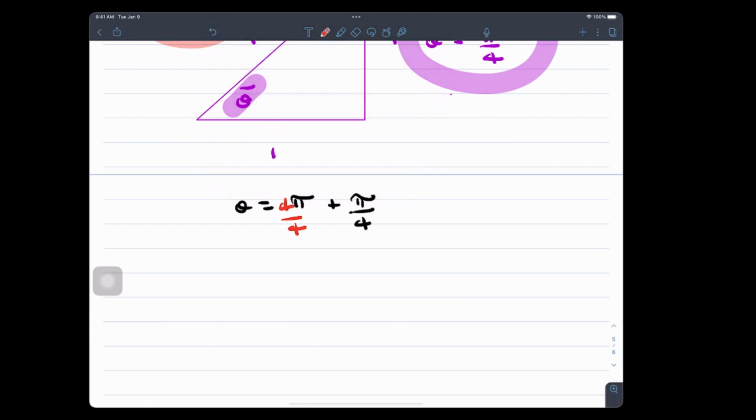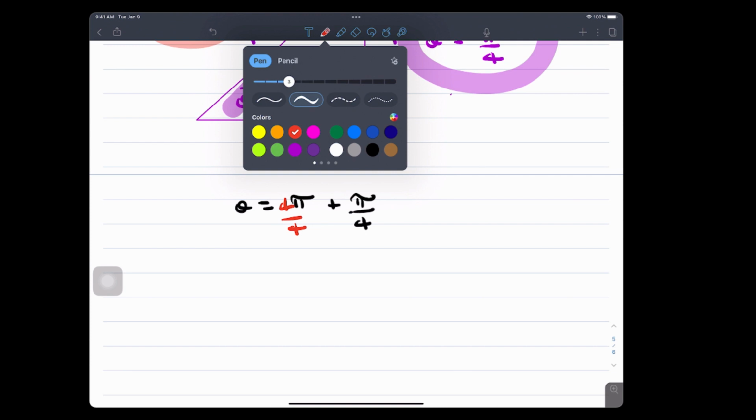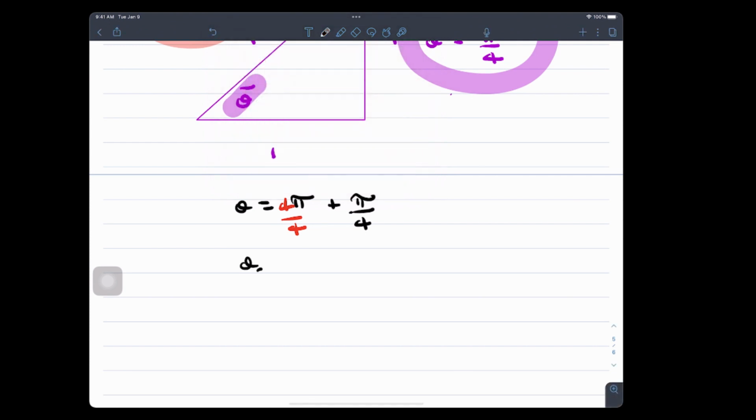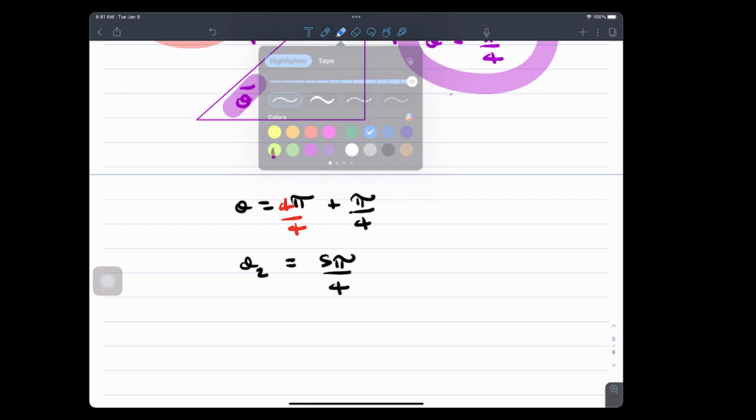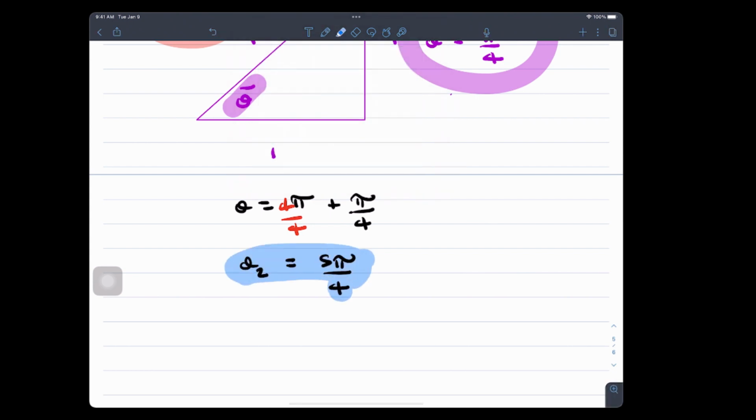And that 4 over 4. So my second solution is going to be 4 pi over 4 plus pi over 4 gives me what? 5 pi over 4. So, ladies and gentlemen, here we go. There's 2 solutions here. Okay, what was the first one? Just simply pi over 4. There's your first one.